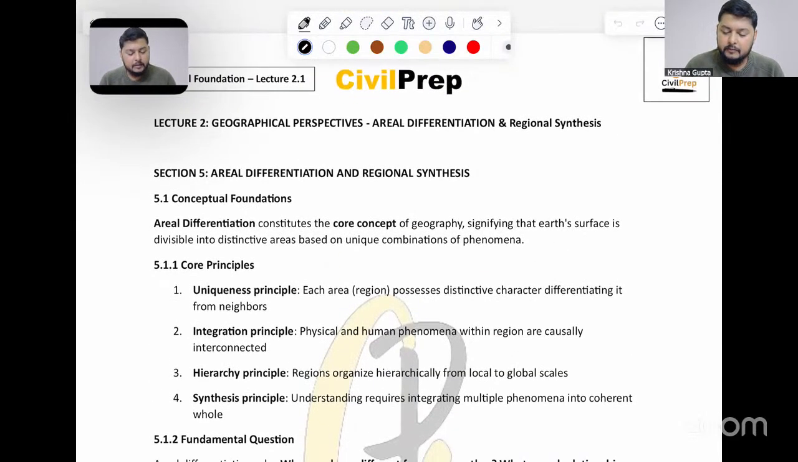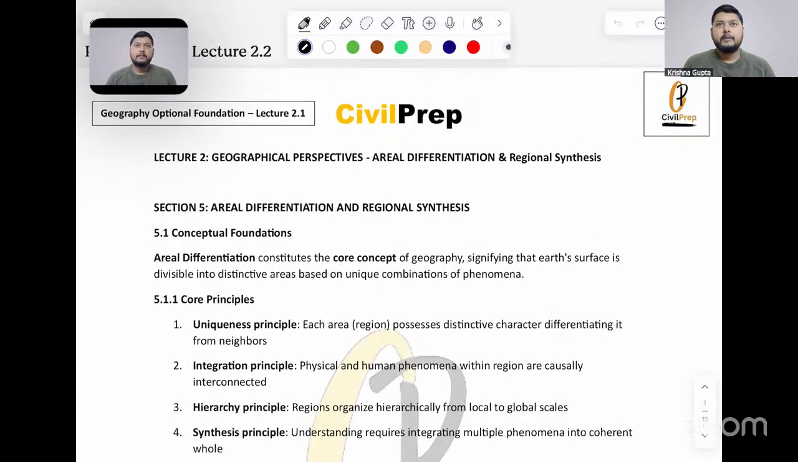See, in the previous part, what we have seen is the development of thought, how the thought of determinism and the thought of possibilism developed with respect to the development of geography as a stream. Now we need to see what the major paradigms were which gave geography an approach for development.